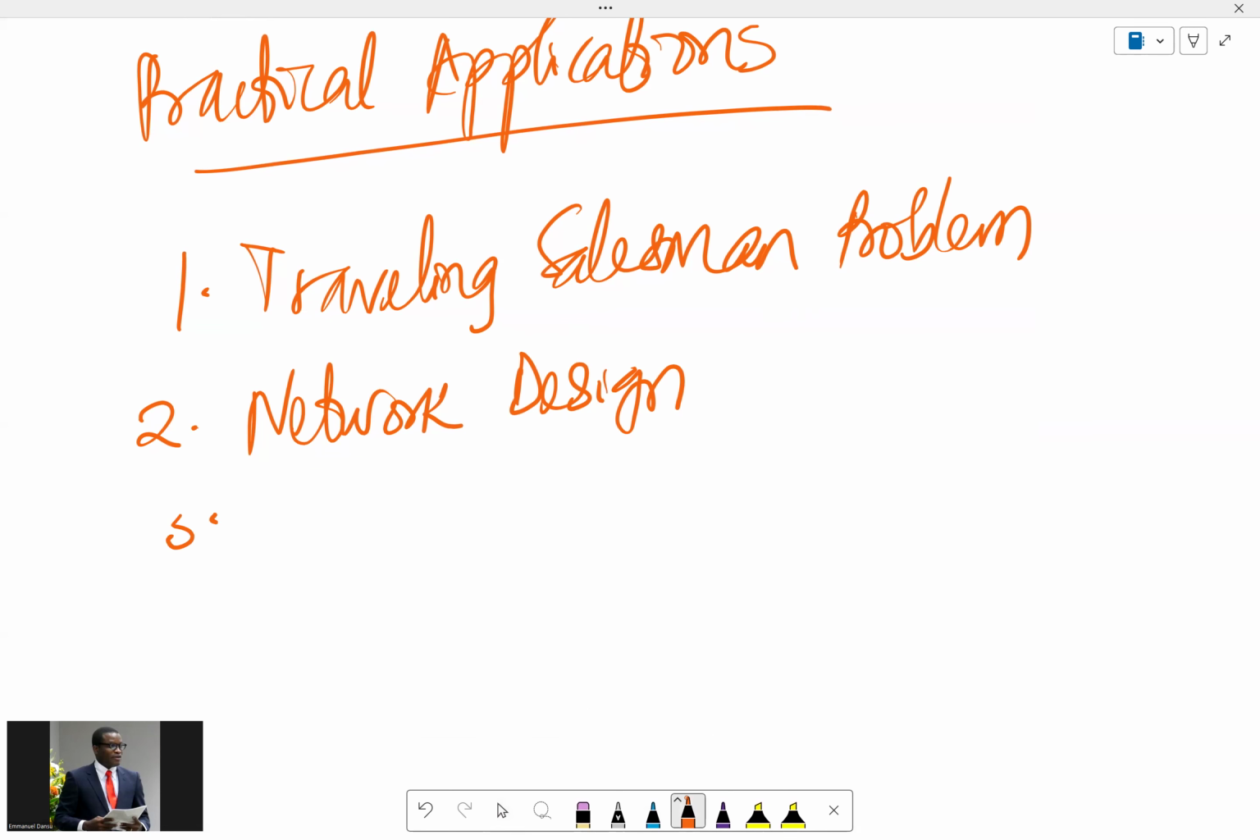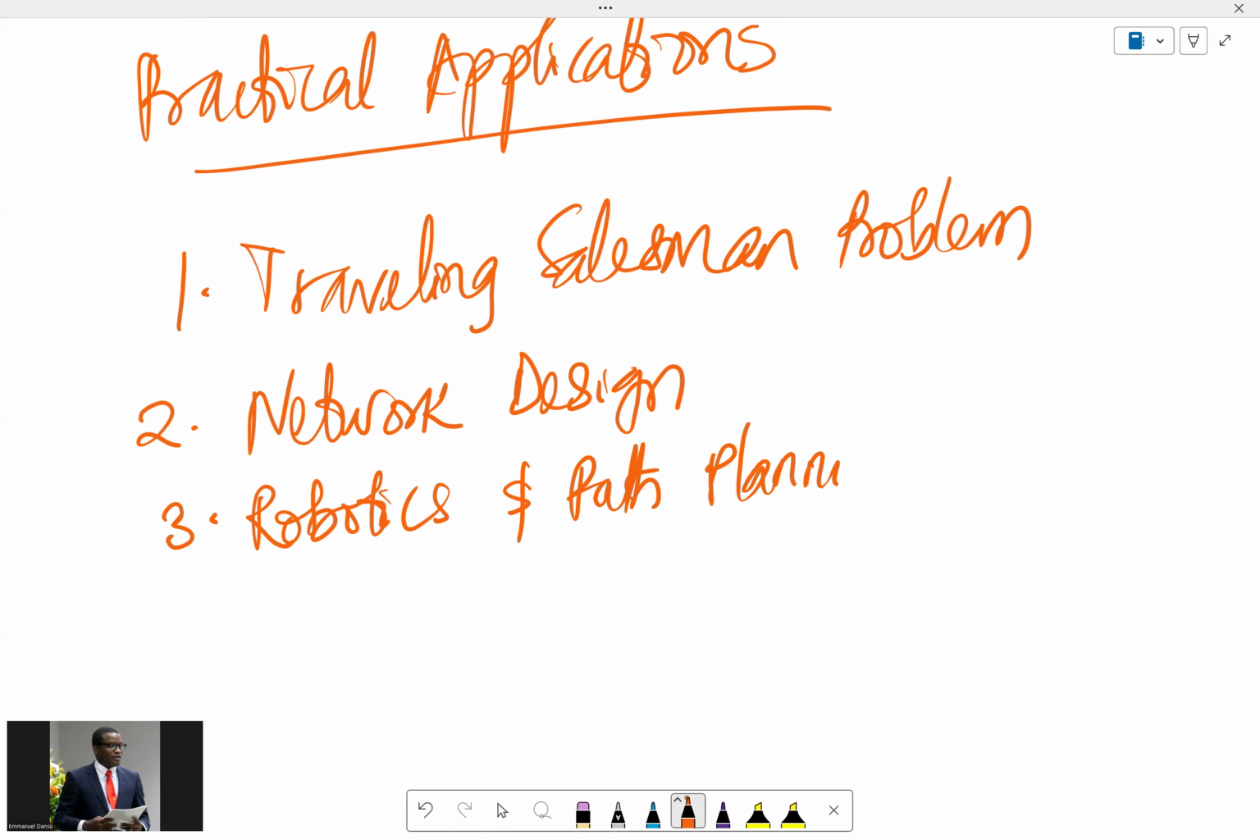Three, we can have robotics and path planning. In robotics, Hamiltonian cycles are used in path planning for robots, particularly in scenarios where the robot needs to visit a set of locations or vertices without retracing its steps. The objective is to minimize the total travel distance or time by ensuring the robot follows an efficient path.